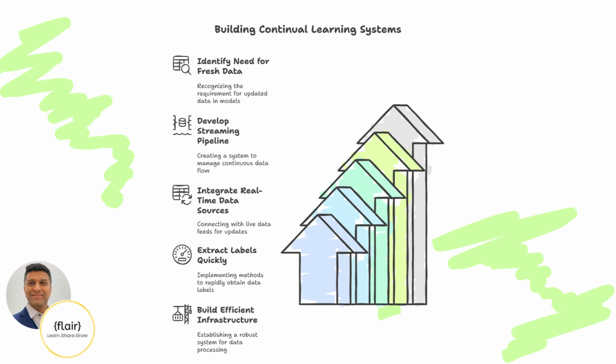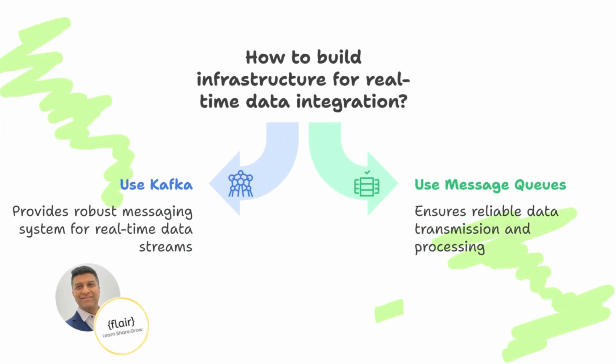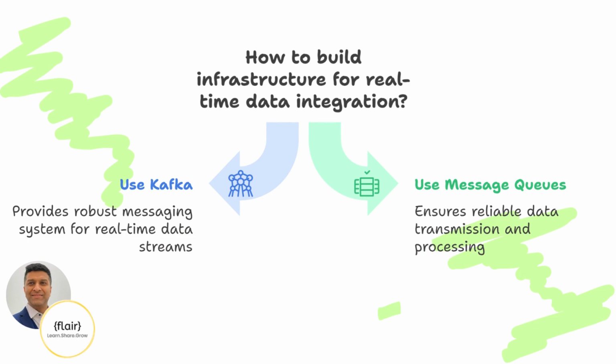Well, one of the big ones is data. These models are hungry for fresh labeled data. In traditional ML, we used to batch train on static data sets, but with continual learning, it's all about a constant stream of new information. So you need a pipeline that can handle that. You need to integrate with real time data sources, maybe using technologies like Kafka or message queues. You also need to figure out how to extract labels quickly, maybe from user interactions or other feedback mechanisms. It's all about building infrastructure that can handle the constant flow of data efficiently and reliably.